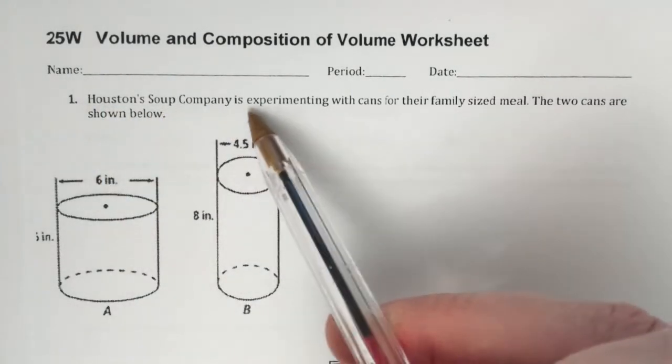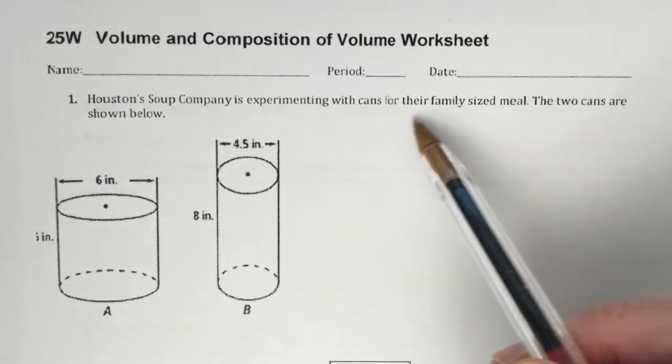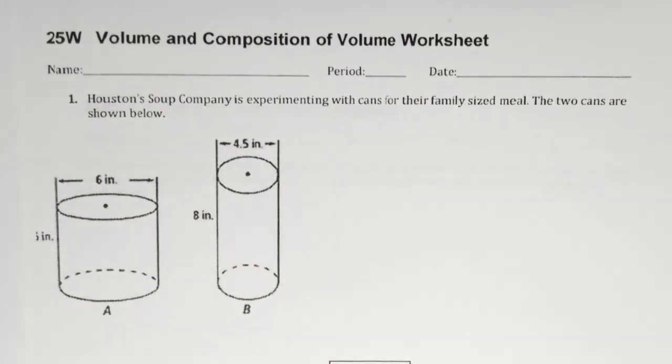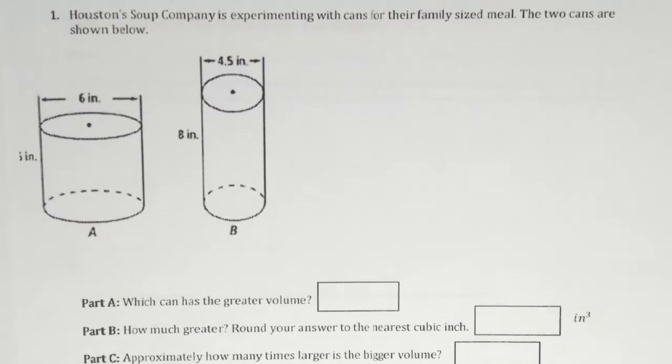Houston's Soup Company is experimenting with cans for their family-sized meals. The two cans are shown below. So we have these two cans. Awesome. And they said which has a greater volume. So we have to go find the two volumes.